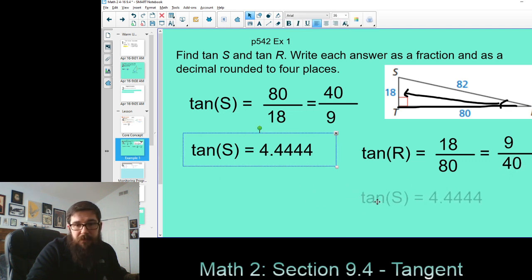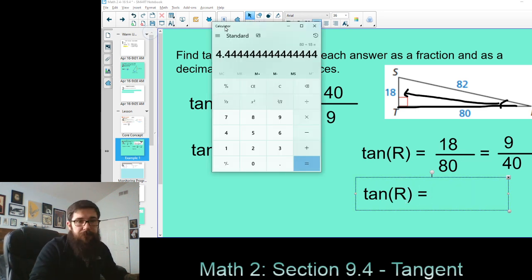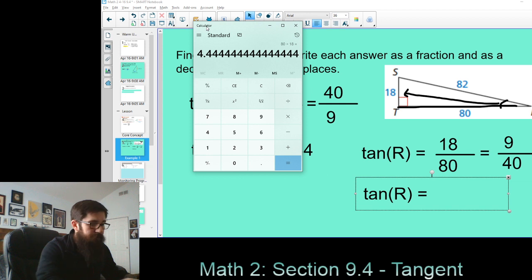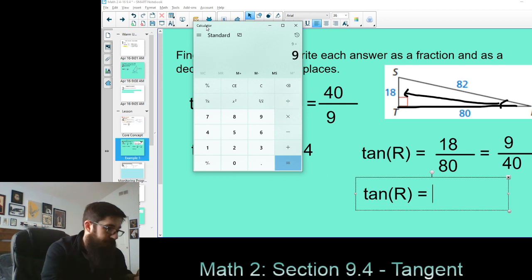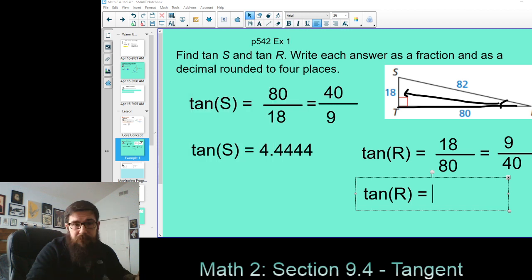And if I were to figure out what this is as a decimal, again, pop back to the calculator, no problems. What is 9 divided by 40? 0.225 exactly. So that one just stops there. No rounding necessary. That's it. That's what we're looking for.